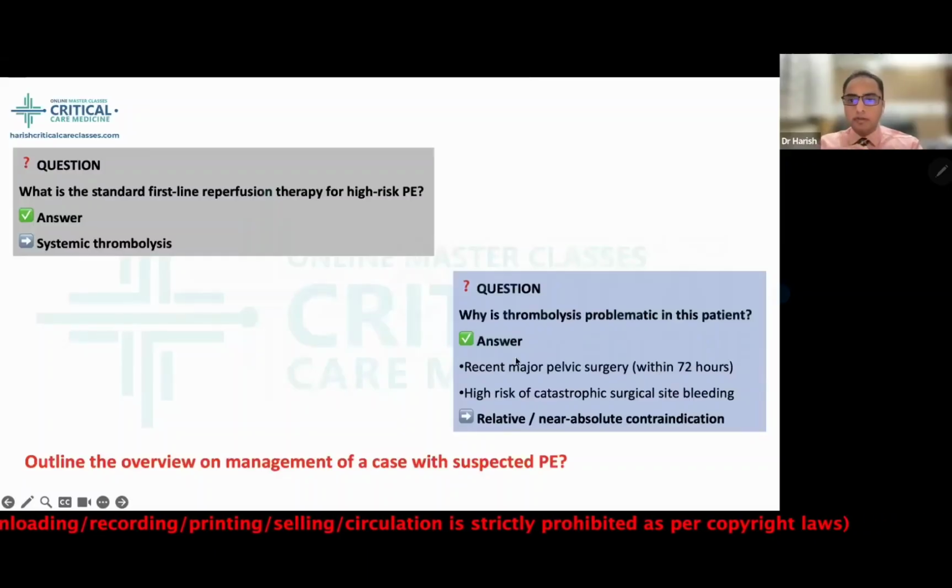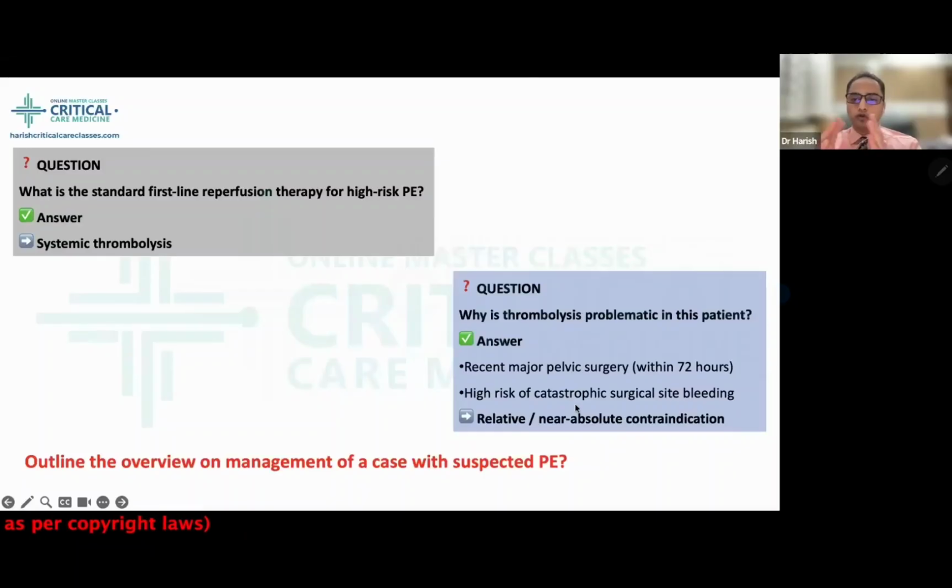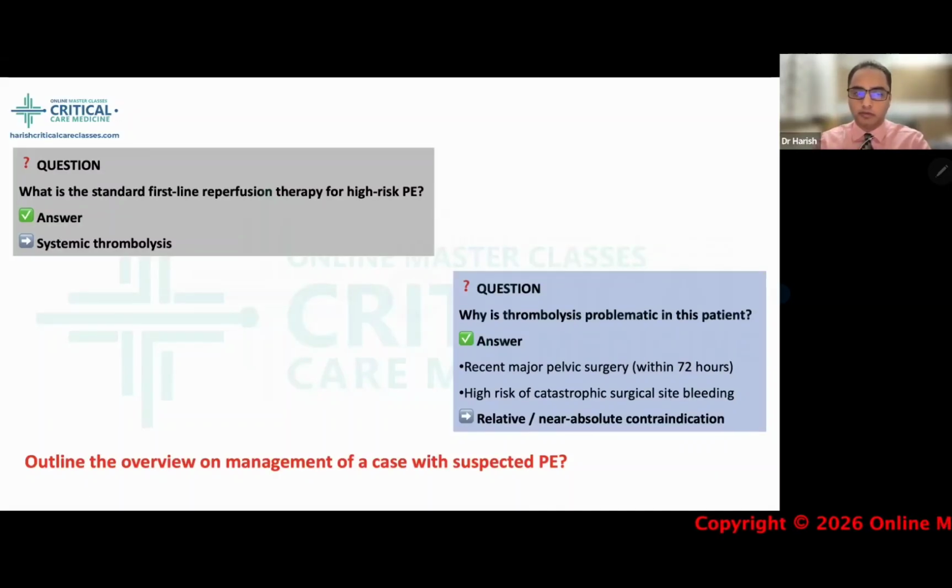But in our patient, why is thrombolysis problematic? Because of recent major surgery, a pelvic surgery within 72 hours, there is a high risk of catastrophic surgical site bleeding if you consider thrombolysis in our patient. So it is a relative to near absolute contraindication to thrombolyse a post-operative pelvic surgery patient who had a massive pulmonary embolism. Okay.